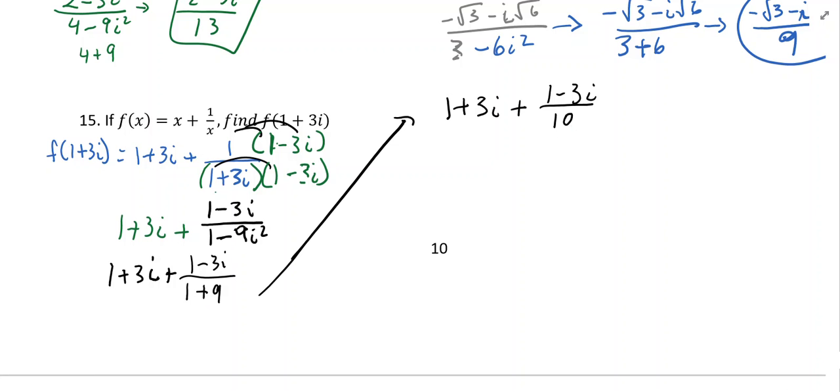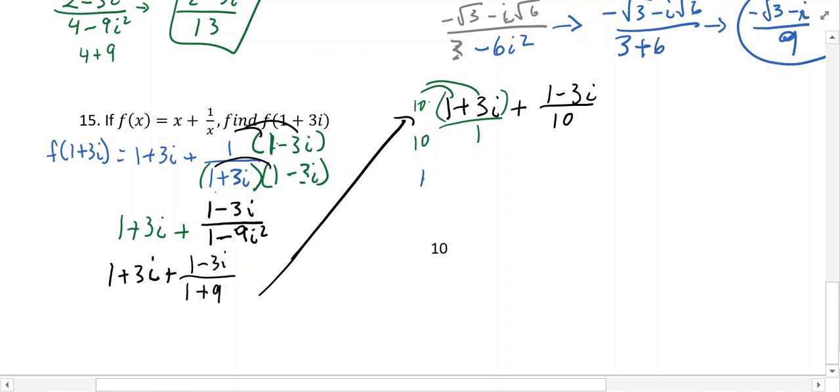So now we need to add these, but remember, over 1 plus 3i, there's that implied 1. And in order to add fractions, they have to have the common denominator. So between 1 and 10, the common denominator is 10. So I'd have to multiply the numerator and the denominator by 10. So on the top one, I need to distribute here. So that's going to give me 10 plus 30i over 10 plus 1 minus 3i over 10. And remember, I didn't have to do anything with this second one because it already had the common denominator.